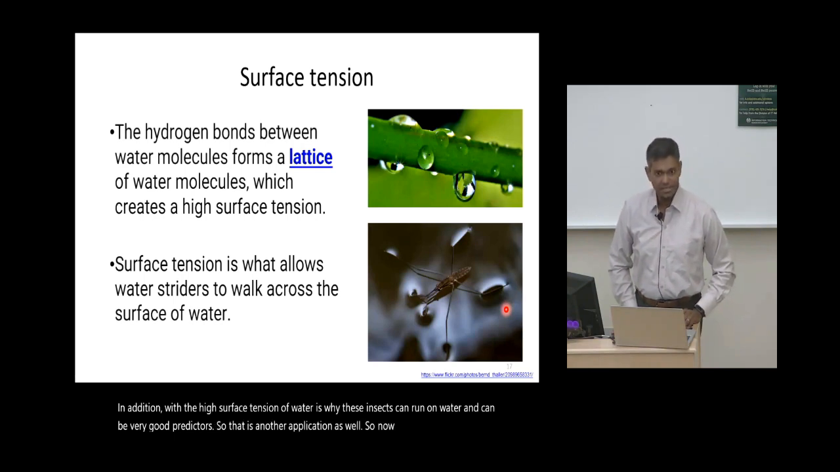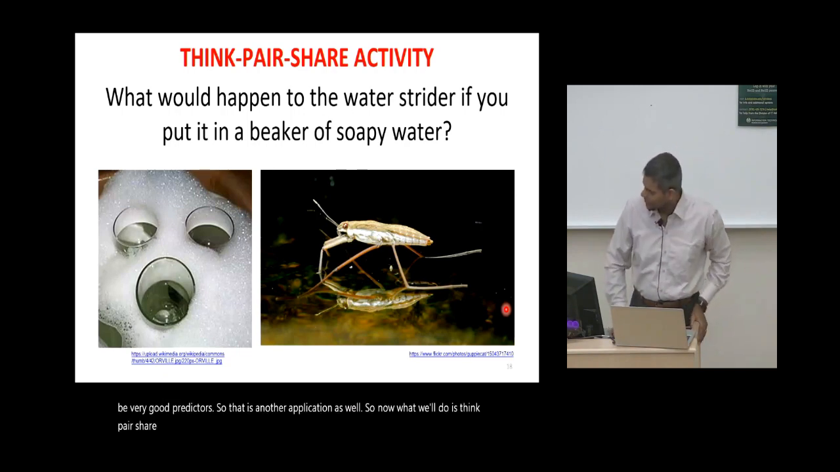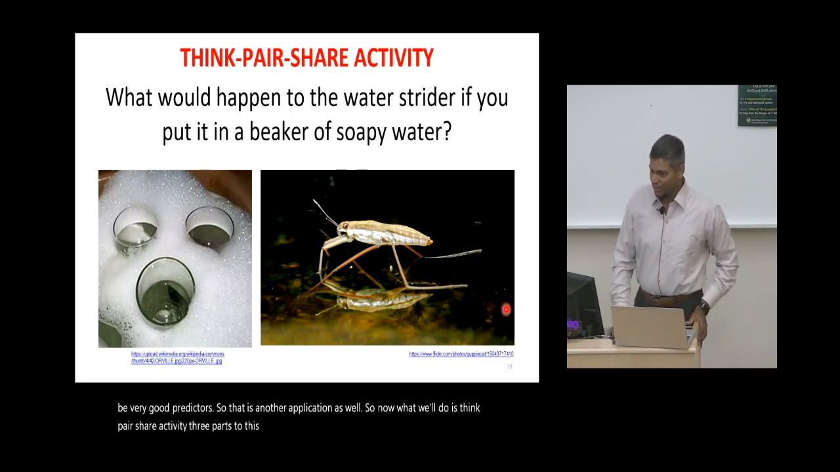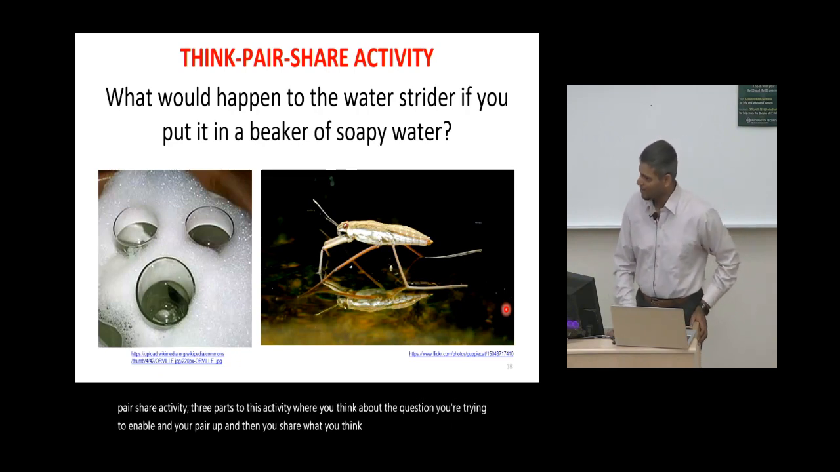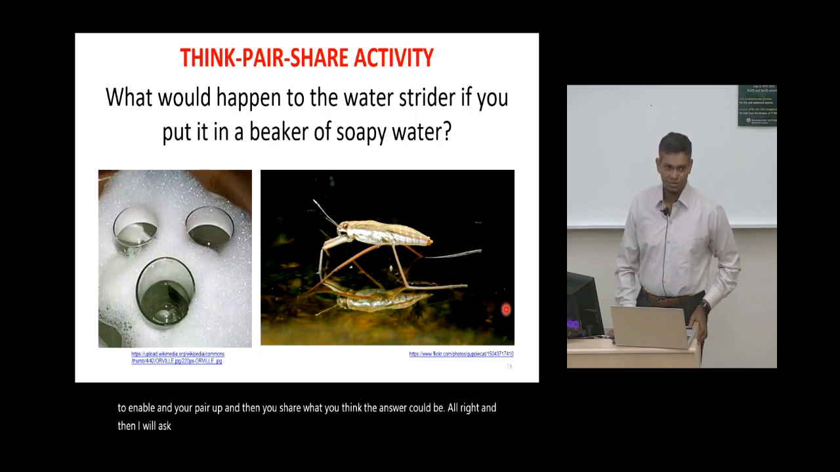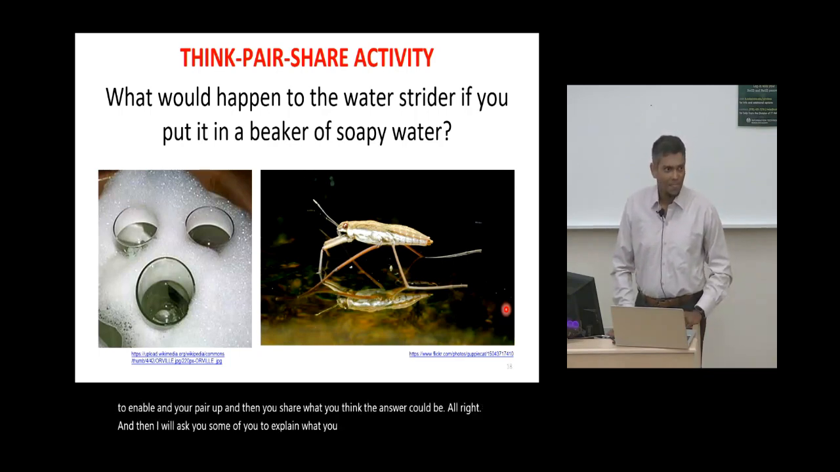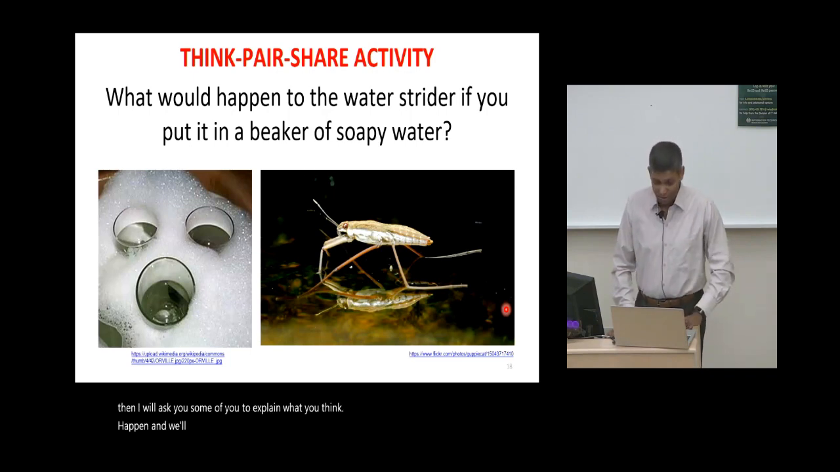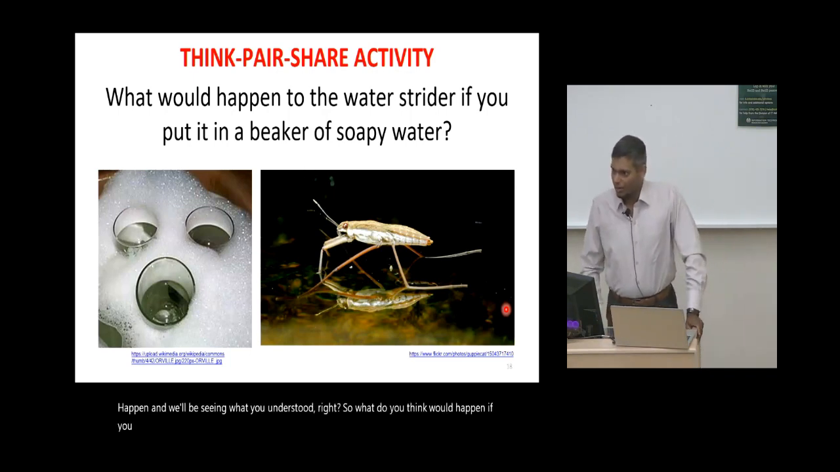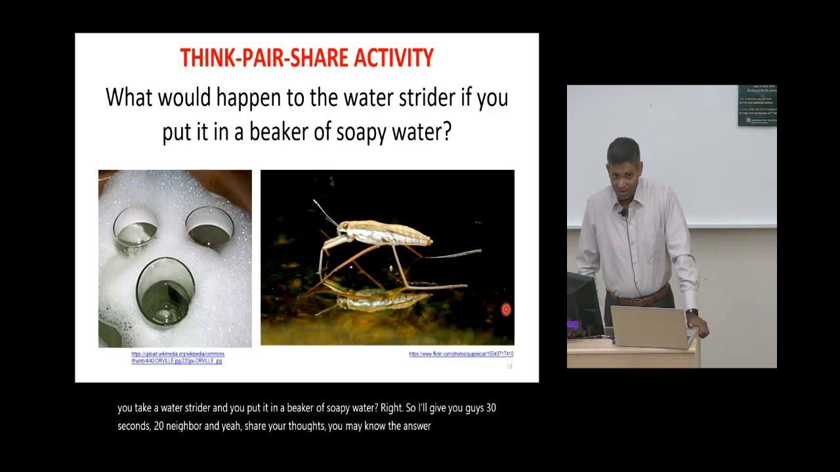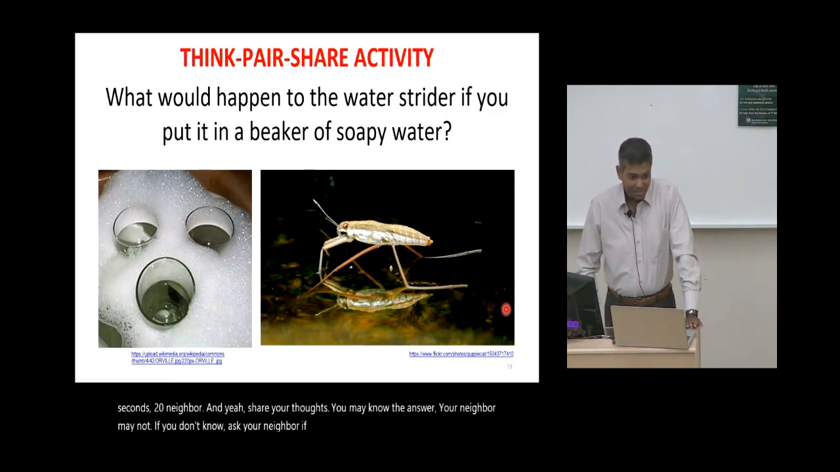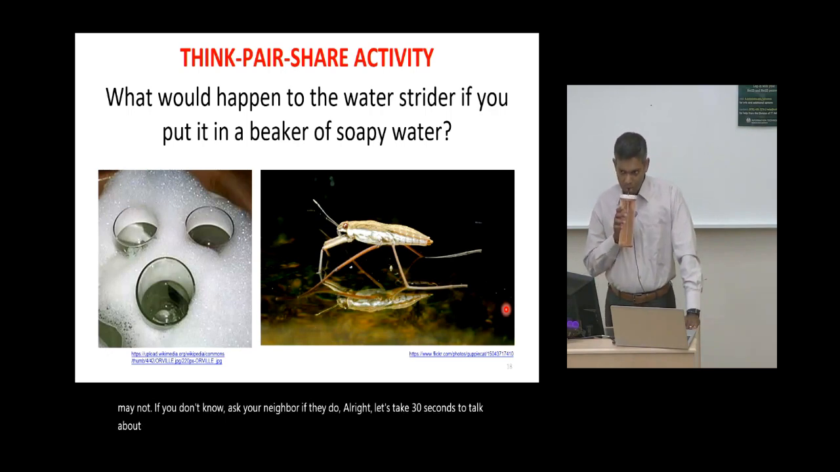So now what we'll do is a think, pair, share activity. There are 3 parts to this activity, where you think about the question, you turn to your neighbor and pair up, and then you share what you think the answer could be. Then I will ask some of you to explain what you think will happen, and we'll see what you understood. So what do you think would happen if you take a water strider and put it in a beaker of soapy water? I'll give you 30 seconds. Turn to your neighbor and share your thoughts. You may know the answer, but your neighbor may not. If you don't know, ask your neighbor if they do. All right, let's take 30 seconds to talk about this.